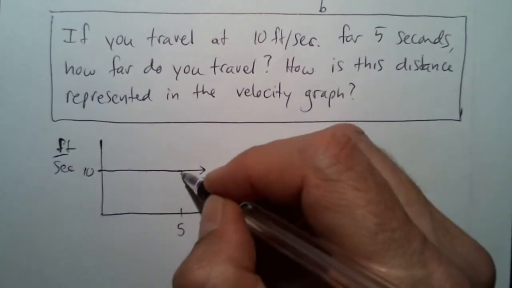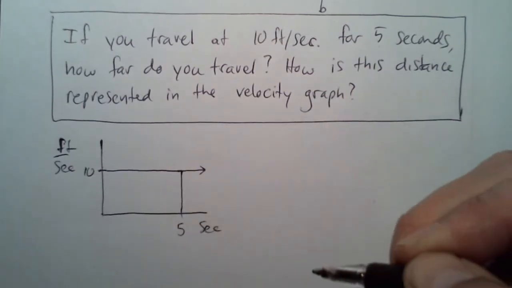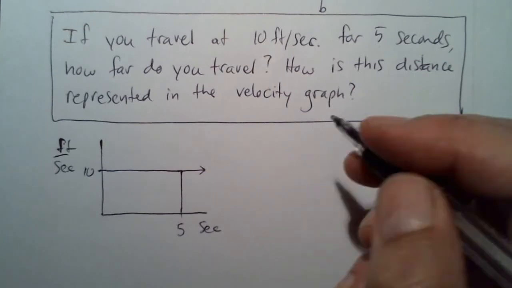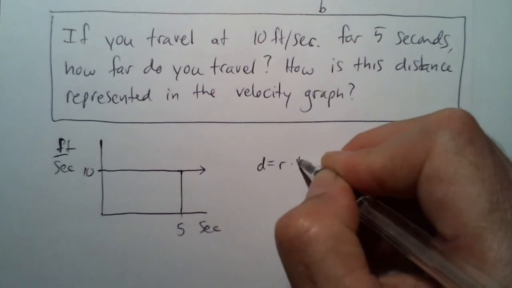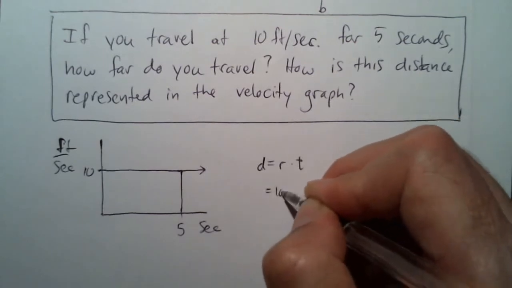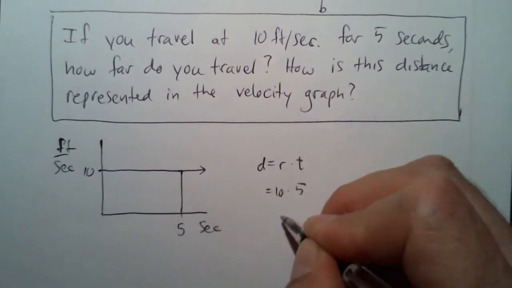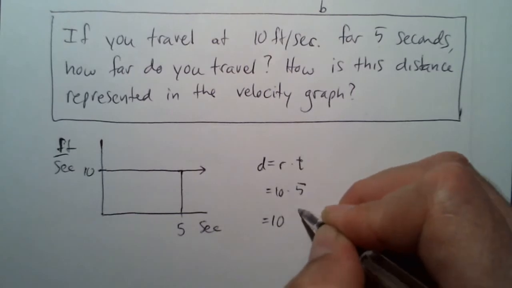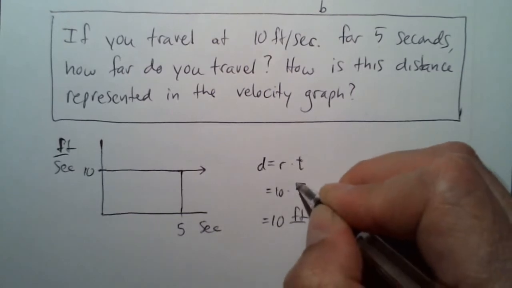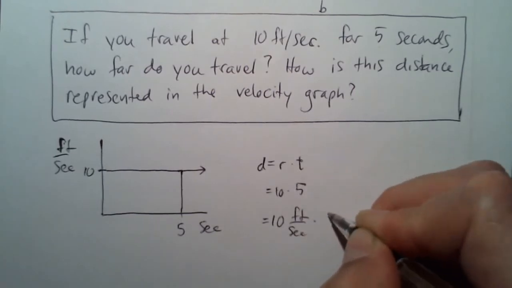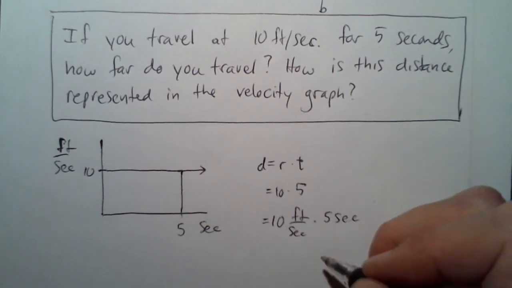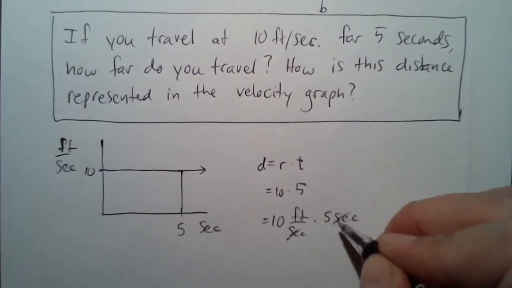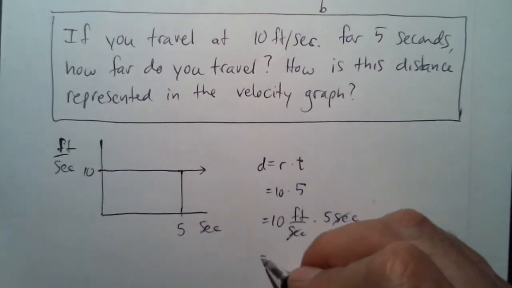So if we just look at this, we see that distance equals rate times time, that's going to be 10 times 5, and we get 10 feet per second times 5 seconds. And we can see how the units cancel, and we're left with 50 feet.